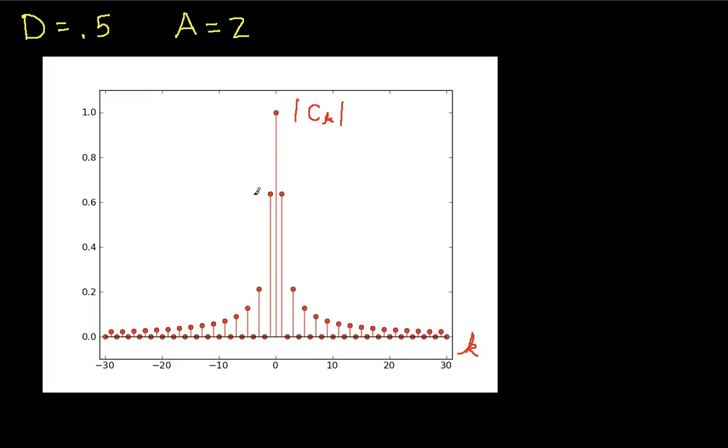You can see that the magnitude of the C sub k's starts high and then decreases as the k's get larger. You'll also notice that for every even k, except for 0, so for k equals 2, 4, 6, 8, and so on, C sub k has a magnitude of 0. This is a consequence of the fact that the duty cycle is exactly 0.5. If the duty cycle is anything else, as we'll show in just a minute, it is not the case that every other C sub k is 0.